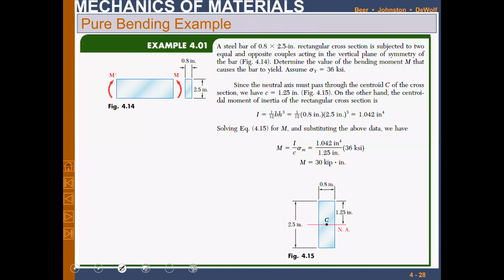So let's start from example 4.01. There is a bar, rectangular in shape, 0.8 by 2.5 inches, subjected to two equal and opposite couple moments acting on the vertical plane of symmetry of the bar. Determine the bending moment M that causes the bar to yield. Sigma y is basically the yield strength, or the yielding stress, which is 36 ksi.